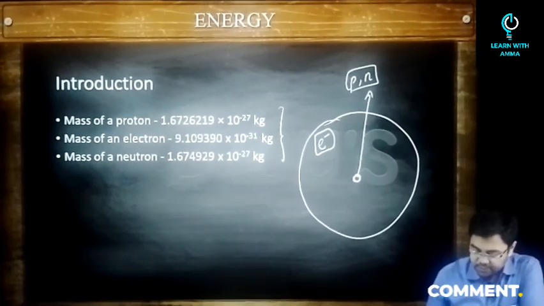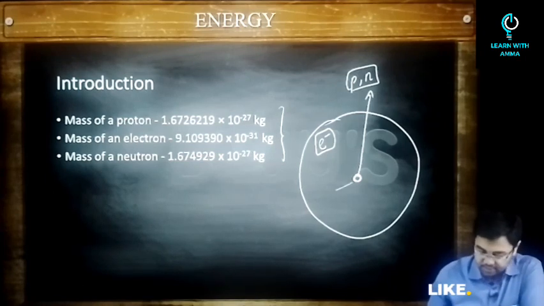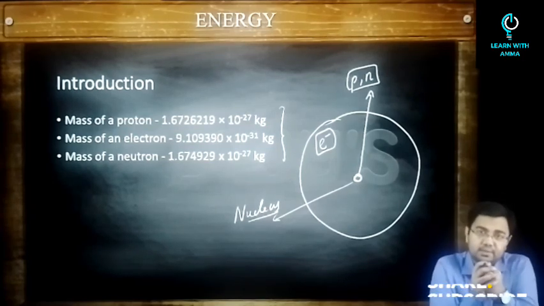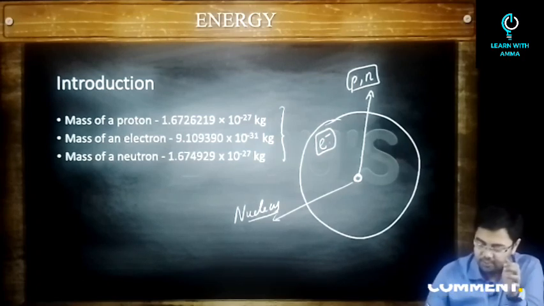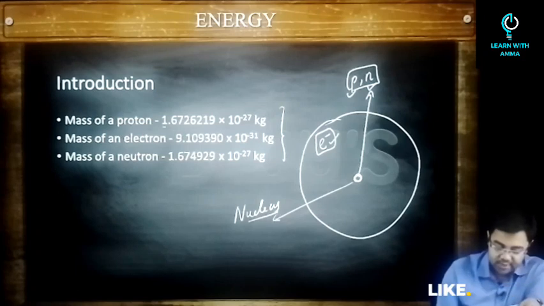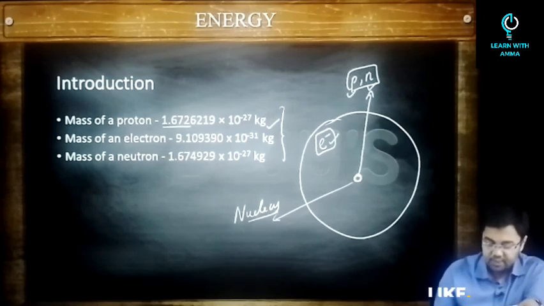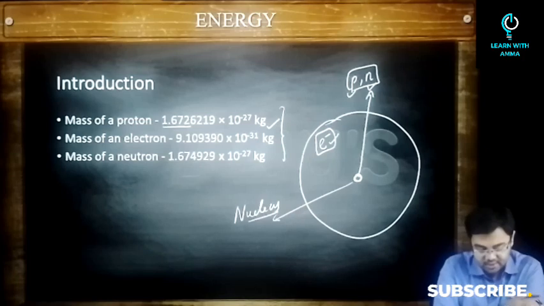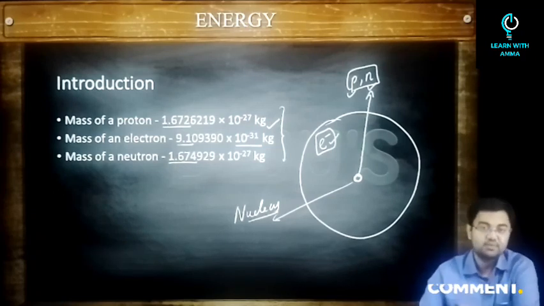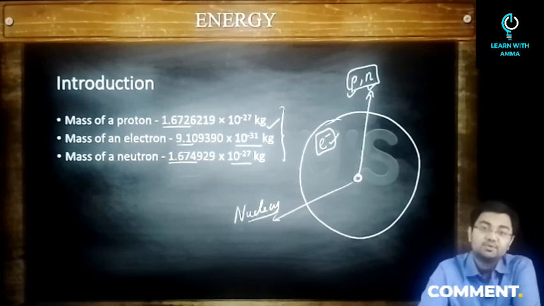Now this part of the atom, which is called the nucleus of the atom, is very tightly contained. Just think of the entire atom: I have 3 different components, electrons, protons and neutrons. Mass of a proton is 1.672 into 10 to the power of minus 27 kg. For an electron it's 9.1 into 10 to the power of minus 31 kg, and for a neutron it's 1.674 into 10 to the power of minus 27 kg.